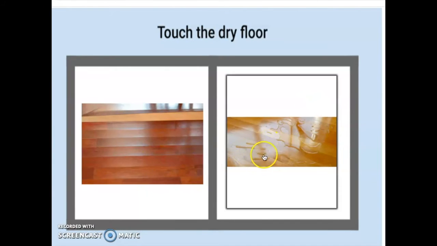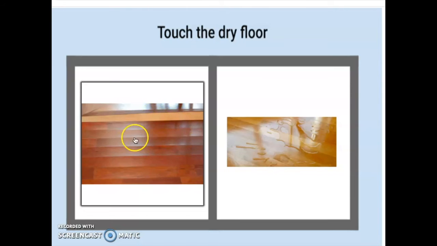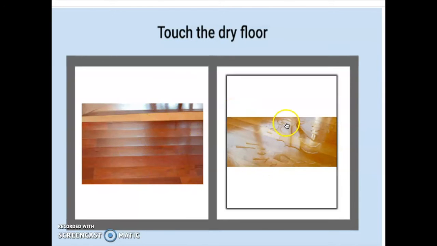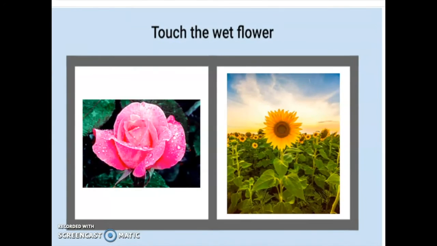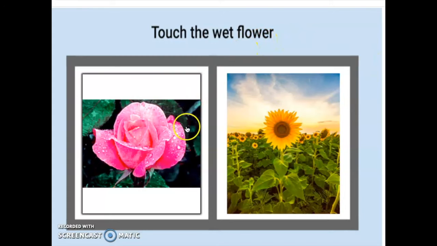Let's look at the floor again. Which floor is dry? That's right, this floor is dry. This floor is wet. You can see the puddle on the floor. Let's look at the flower. Which flower is wet? This one. That's right. We would call this dew. Sometimes in the morning, even if it hasn't rained, the flowers are wet with dew. Dew is a form of condensation. Do you remember how we talked about that?